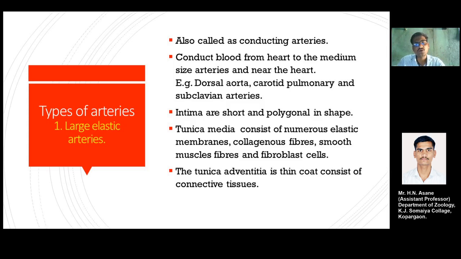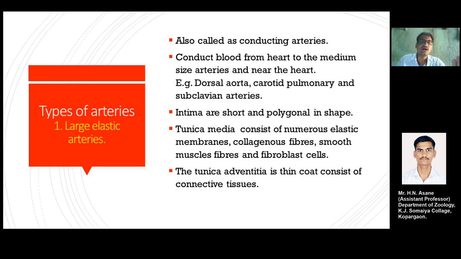For example, the dorsal aorta, the carotid pulmonary artery or the carotid pulmonary vein, and the subclavian arteries. So these all are the type of large elastic artery. Then the intima of these large elastic arteries is short and polygonal in shape. Then the tunica media layer of the large elastic arteries consists of numerous elastic membranes. Then the collagenous fibers and smooth muscle fibers are present in them.